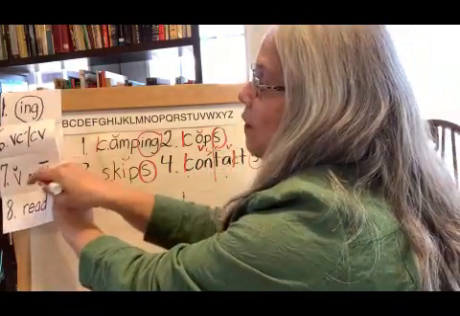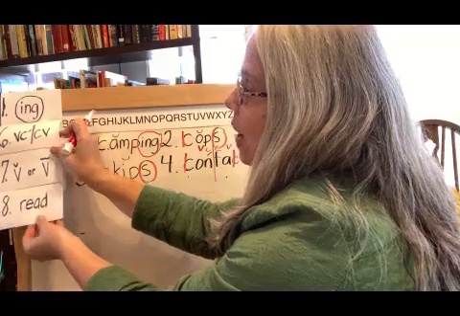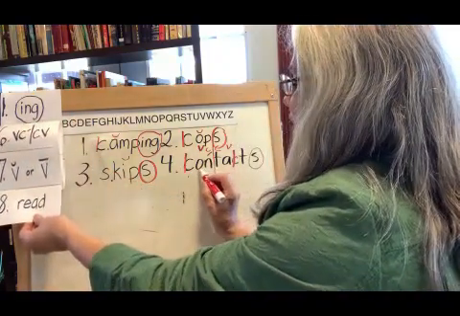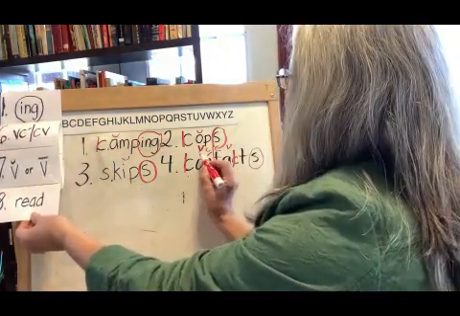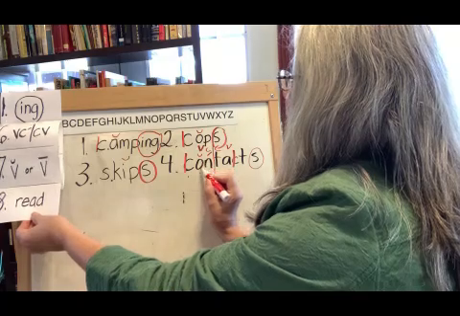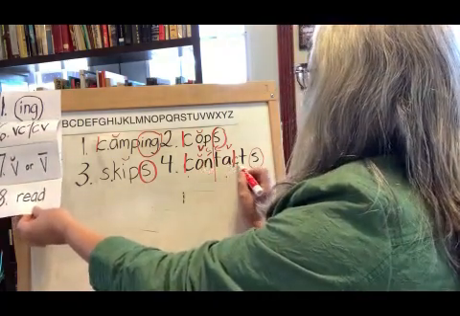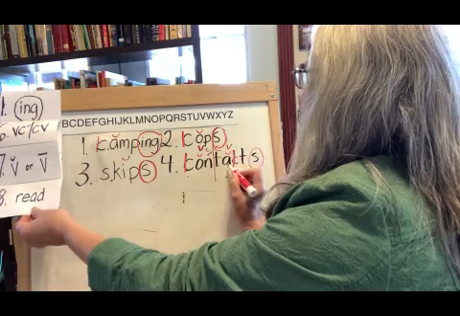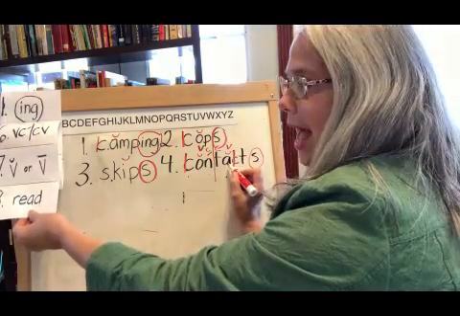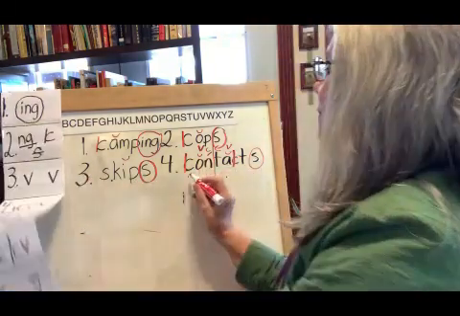Step 7, we're going to code our vowels. So this vowel right here is in a closed syllable. Code it with a breve. What's the sound of short vowel O? Ah. This A is in a closed syllable. Code it with a breve. What's the sound of short vowel A? Ah. Step 8, we're going to read it.